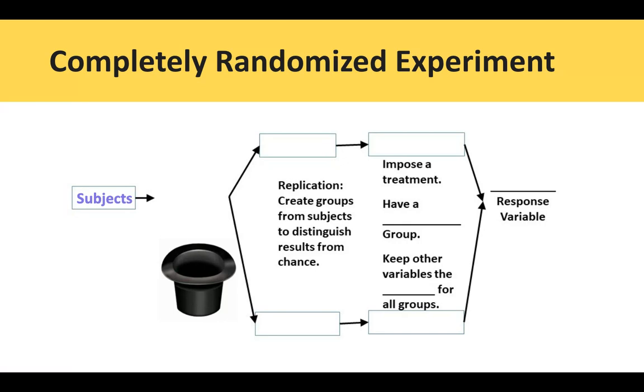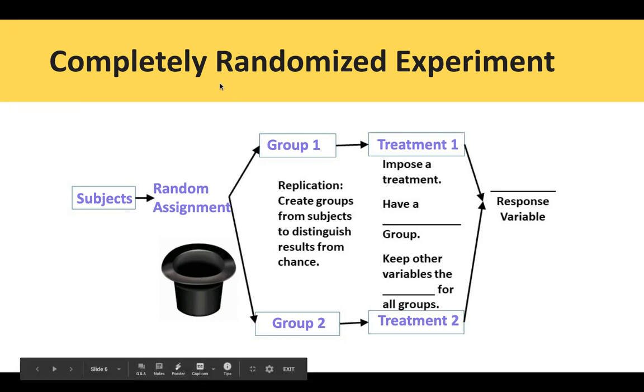Whoever they are, whether they're randomly selected or sometimes volunteers, but we try to avoid that, we have our subjects who are ready for our experiment. So our first step is to randomly assign them to 2 different groups. And those 2 different groups will have the 2 different treatments. So random assignment happens, like you see the little hat here.